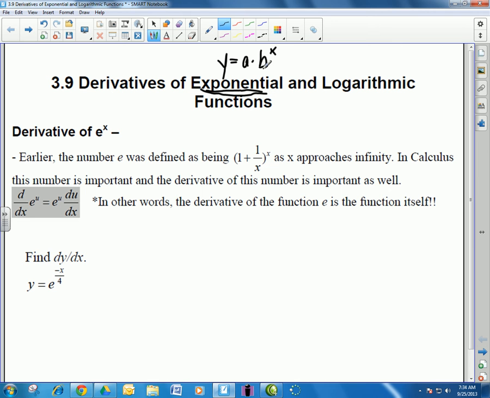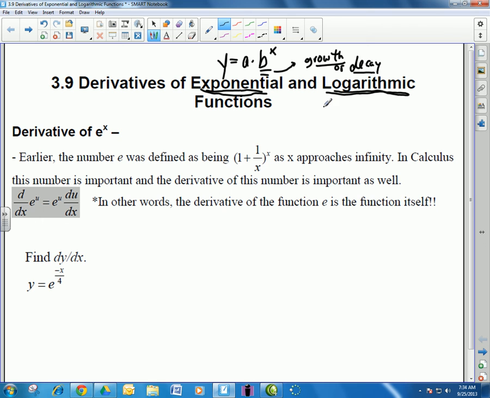And depending on what b is, remember this can either be a growth or a decay problem. That's very important. This isn't too important now, but later on, when we do applications of the derivative for exponential and logarithmic functions, we'll talk about that.